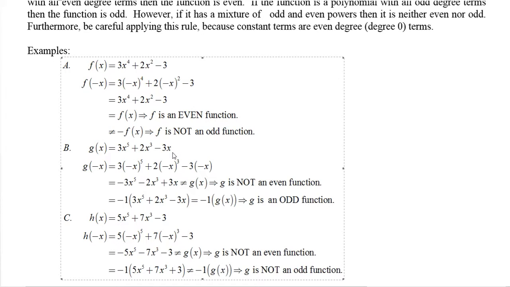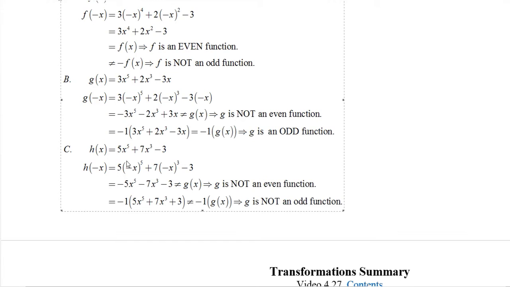This one is all odd powers, so it's an odd function. When you put in minus x here, here, and here, we get this. It's not the original, so it's not even, but we can factor out a -1, and what's left inside the parentheses is the original, so it is an odd function. This one down here is neither one. If you put in minus x here and here, you don't get the original. If you factor out a -1, what's left inside is not the original, so it's neither even nor odd.